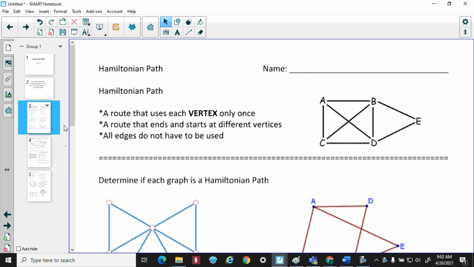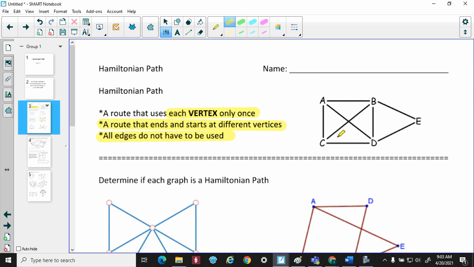A Hamiltonian path is a route that uses each vertex only once, and a route that ends and starts at different vertices. And all the edges do not have to be used. So let's go through some of this. The main thing to pay attention to is that it goes through each vertex only once, and it's also a route that ends and starts at different vertices. And then lastly, very similar to a Hamiltonian circuit, all the edges do not have to be used.